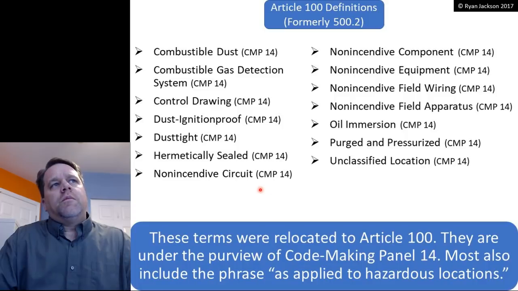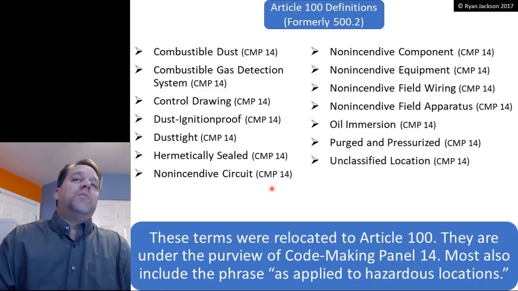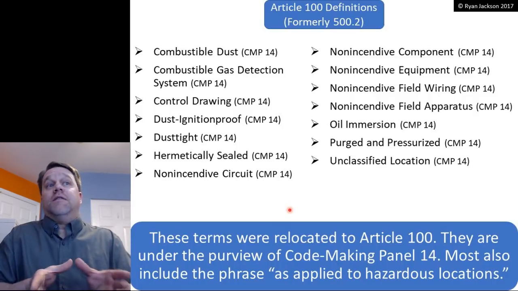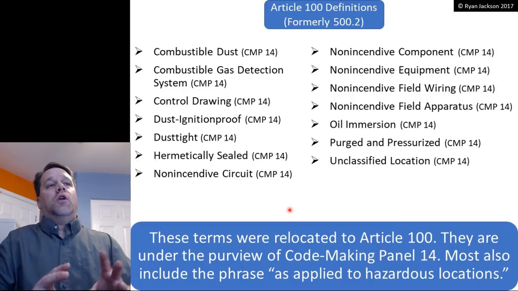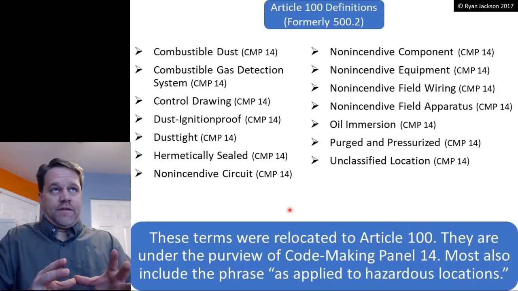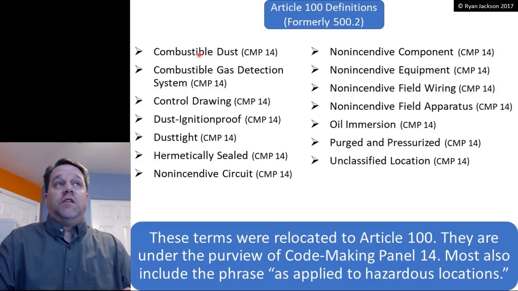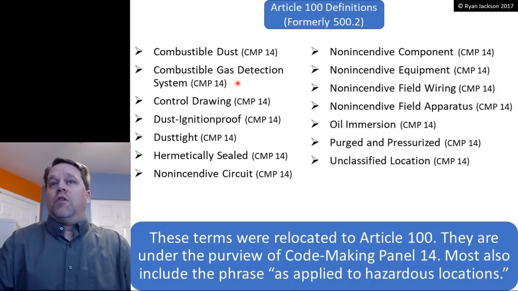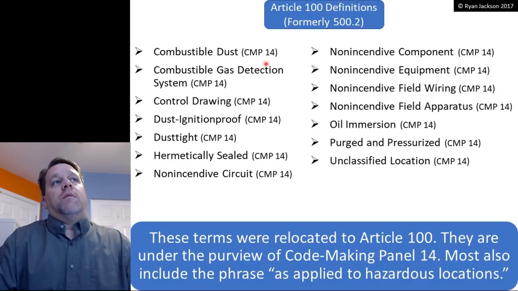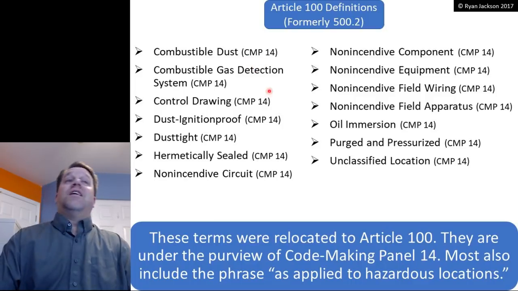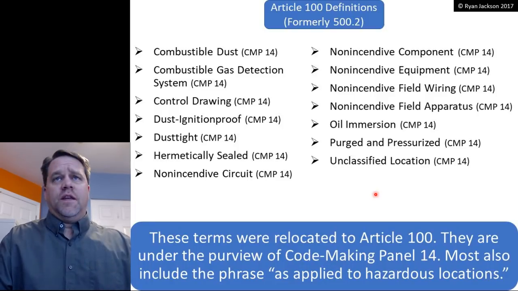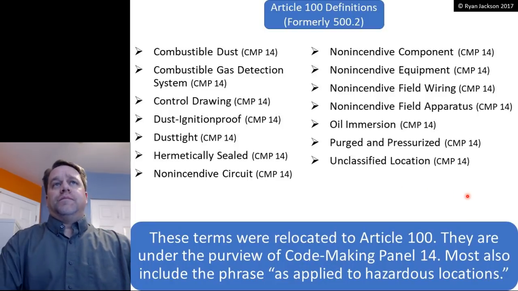And they all have, parenthetically, CMP 14, which means Code Making Panel 14. That is the group, the Code Making Panel of the NEC that has purview of that particular definition. So in other words, if I submit a proposal to change the definition of combustible dust, my public input or public comment would be voted on by Code Making Panel 14. Not really information that most people need to know, but they decided to put it in there nonetheless. All right.